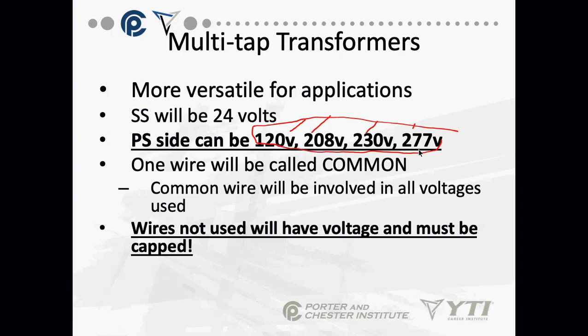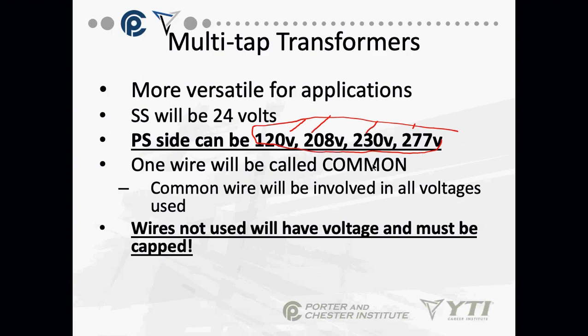Now, having said that, if I'm wire nutting these off, do I wire nut them individually or all together? Individually. If I wire nut them all together, I'm going to burn out the transformer. Seriously, there will be smoke and possibly fire. So every one of them must be capped individually.